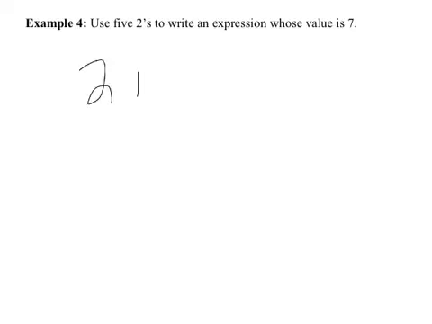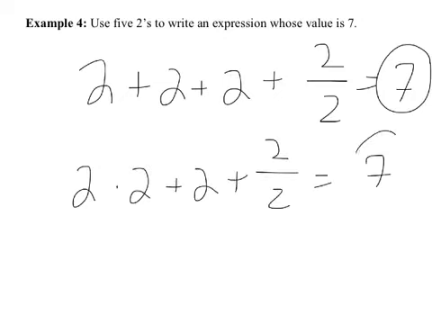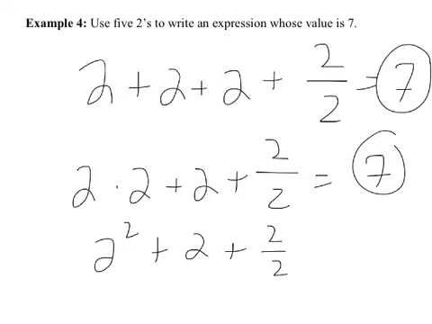But if you try and think about 2 plus 2 plus 2 plus 2 over 2, this gives you just 7. If you try 2 times 2 plus 2 over 2, this also gives you 7. And you can try 2 to the second plus 2 over 2 again, and still you get 7. So there's many ways to write the number 7 using 5 different 2's.